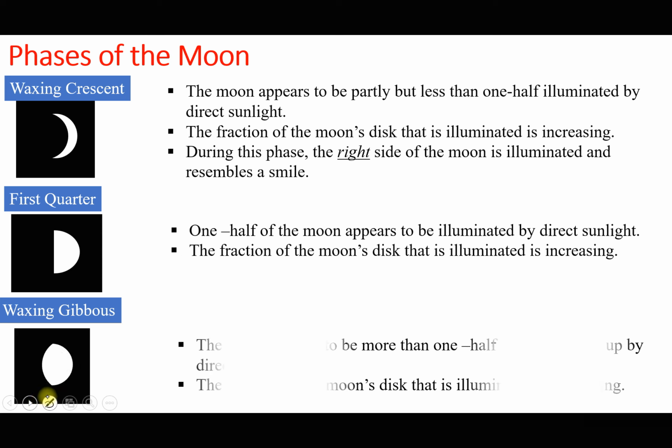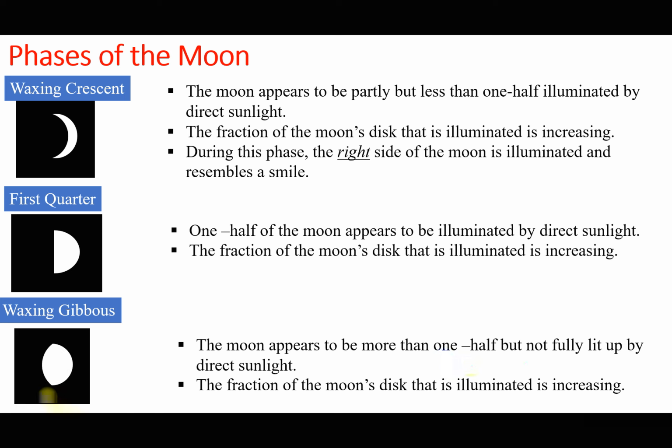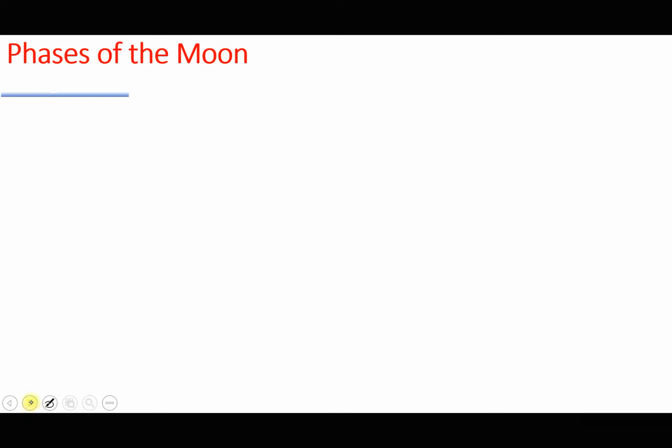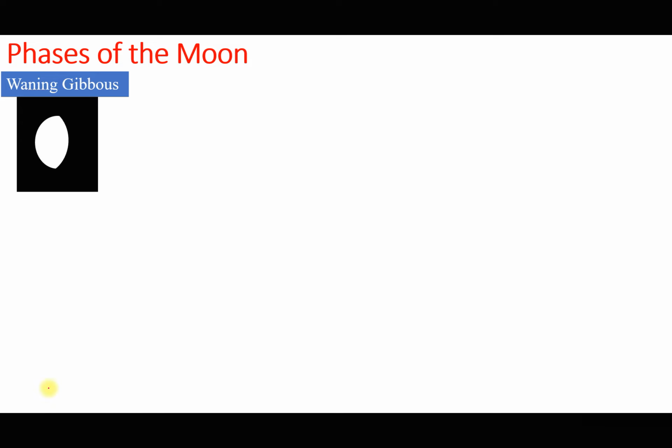So here again the moon appears to be more than one half, but not fully lit up by direct sunlight. The fraction of the moon's disk that is illuminated is again increasing. Of course, after the waxing gibbous, we move to the full moon that we have already seen. But then after the full moon, the moon starts waning. It starts becoming smaller. So we have the waning gibbous.